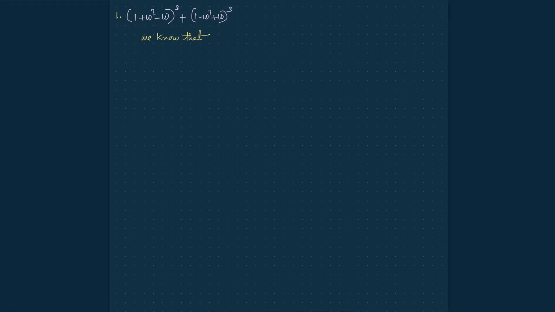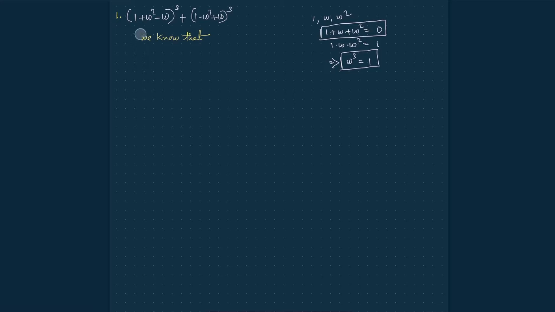Okay, so we know the cube roots of unity. What are the cube roots of unity? 1, omega and omega square. The properties are: 1 plus omega plus omega square is equal to 0. The summation of the cube roots of unity is equal to 0. But when you multiply the cube roots of unity, 1, omega and omega square, it will be 1. It means omega cube will be 1. Remember these two formulas. These are the two important formulas that we are going to use while solving this problem.